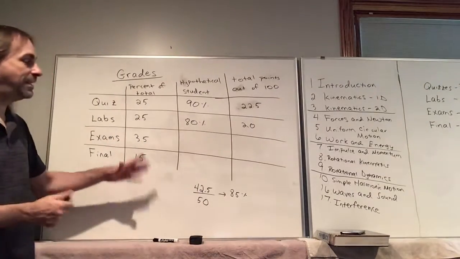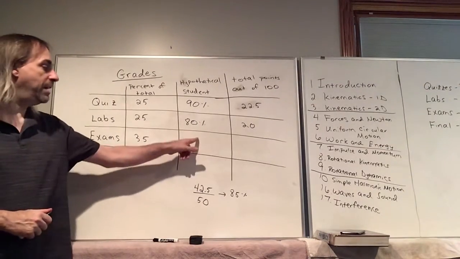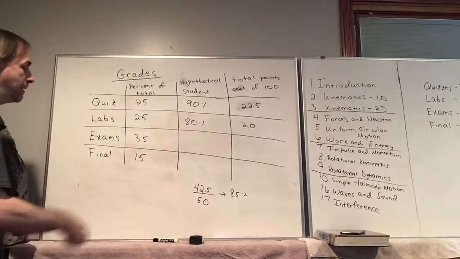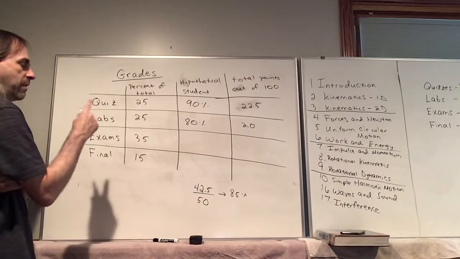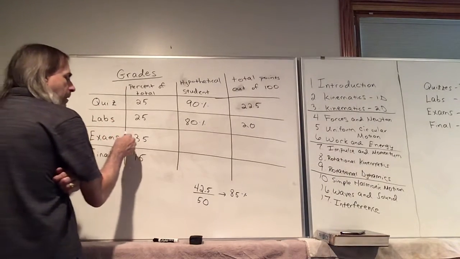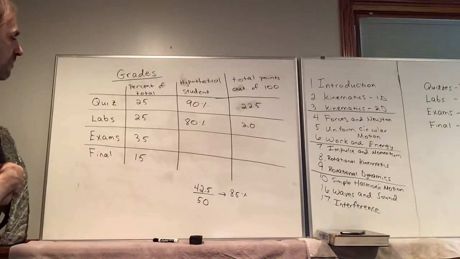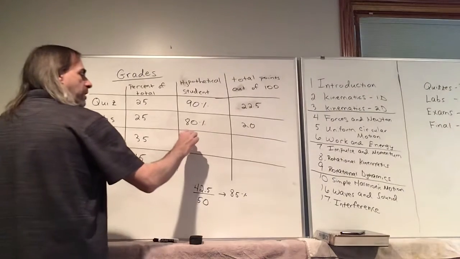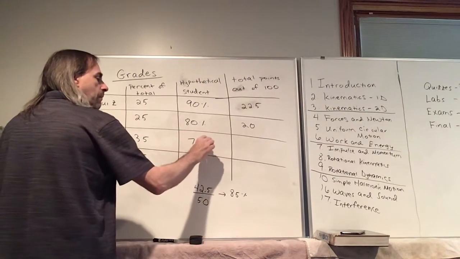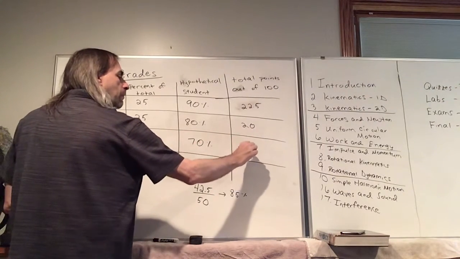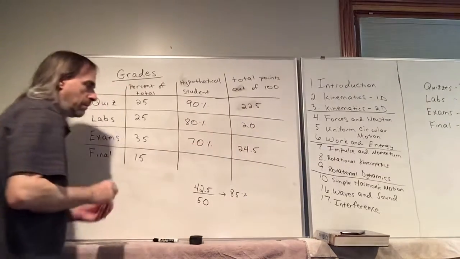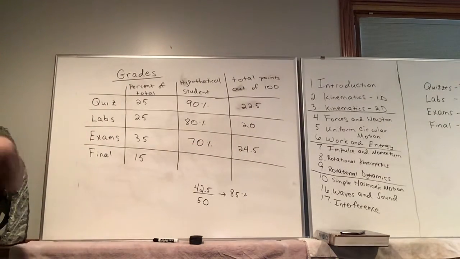And then let's say you take the first exam and you get a 70% on that. So 70% of 35, let's see, 24.5. Let's double check that number. Yeah, 24.5. Okay.